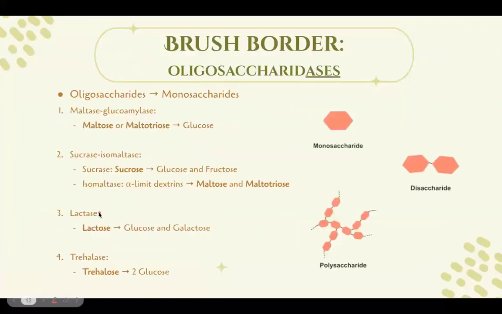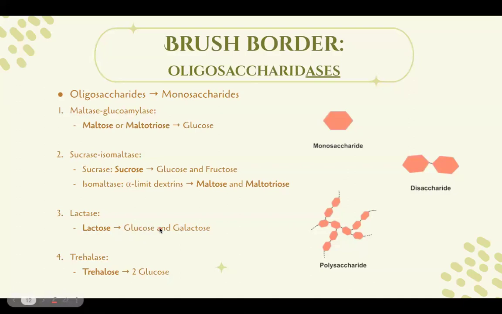The next enzyme that we have is lactase. Lactase breaks down lactose into glucose and galactose. Okay. And the last oligosaccharidase that we have is trehalase. Trehalase breaks down trehalose into two glucose molecules. All right, so glucose, fructose, and galactose are monosaccharides. Maltose, maltotriose, sucrose, lactose, and trehalose are oligosaccharides.